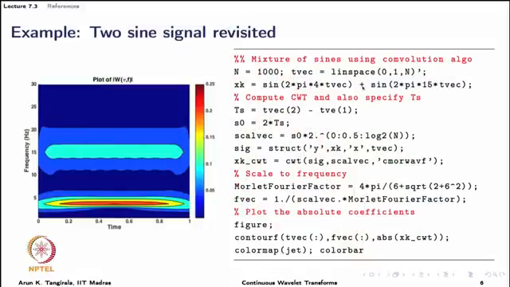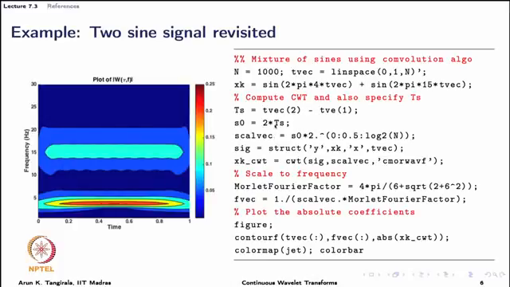Now, I said I wanted to show you two different ways of computing, not computing the CWT, but two different ways of looking at the same signal. The only difference between the previous version and this version here is I specify the sampling interval. Earlier I said I do not know the sampling interval, I will set it to 1. Now, I know the sampling interval, and what I do here is the same story.